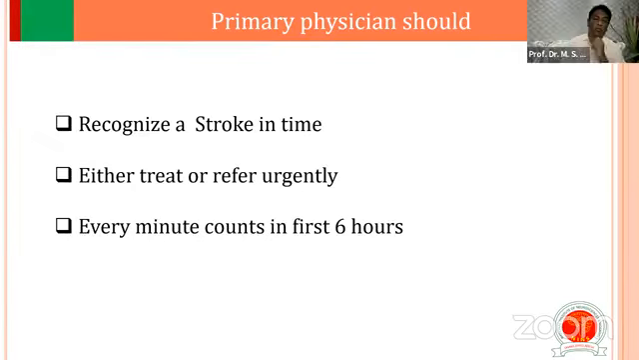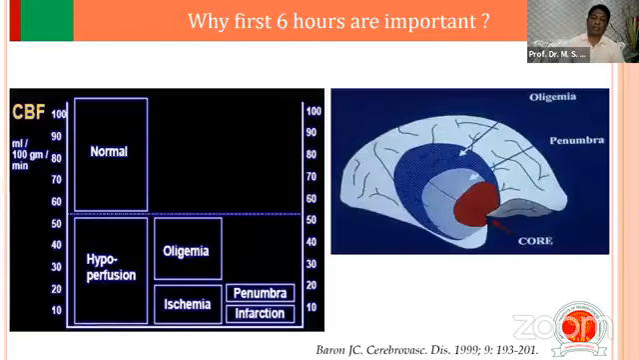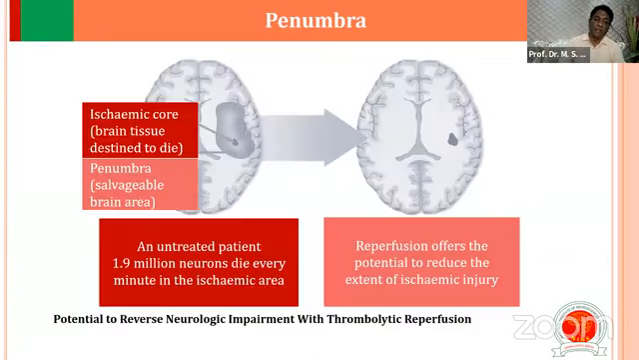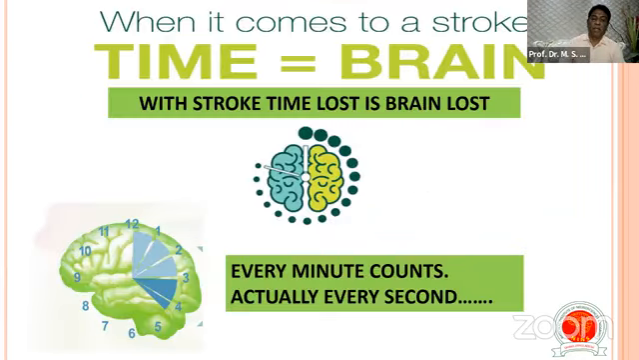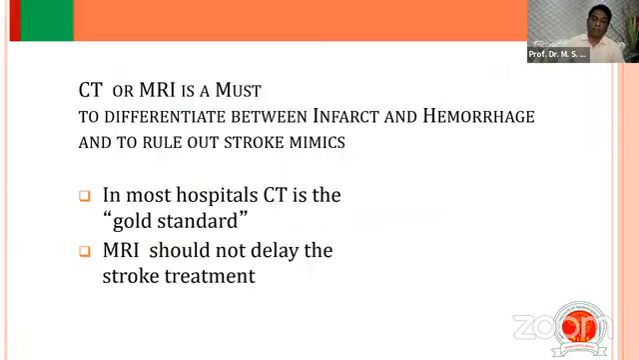Primary care should first of all recognize the stroke in time, and either treat or refer urgently, because every minute counts. We see the ischemic core, the penumbra and the oligemia. The penumbra and oligemic areas are salvageable tissue; we can salvage this tissue with thrombolysis. In an untreated patient, 1.9 million neurons die every minute in the ischemic area. When it comes to stroke, time is brain. With stroke, time lost is brain lost. Every second counts.